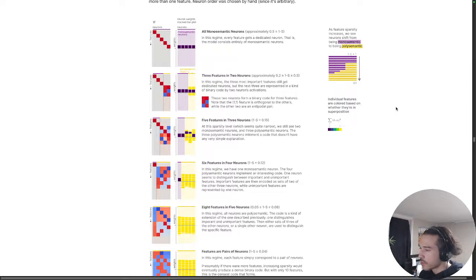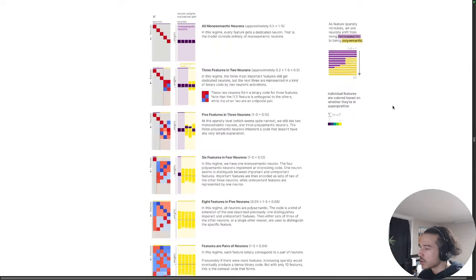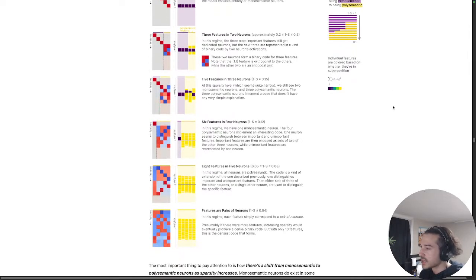6 features and 4 neurons, 1 minus s equals 0.12. In this regime, we have 1 monosemantic neuron. The 4 polysemantic neurons implement an interesting code. One neuron seems to distinguish between important and unimportant features. The important features are then encoded as sets of 2 of the other 3 neurons, while unimportant features are represented by 1 neuron.